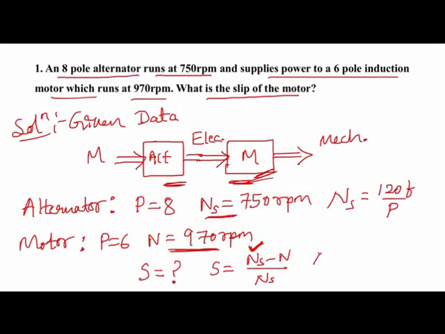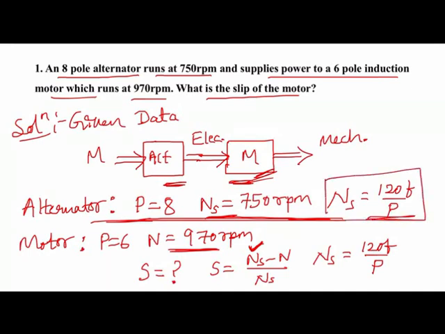So the formula to calculate the Ns for motor is again the same, 120 F by P. So number of poles are known, frequency is not known. The frequency of the electrical supply which is given to the induction motor is not known. So we need to find out the frequency of the induction motor supply. Only to calculate the frequency of the supply, the alternator data is given. So Ns is known, P is known. By using this formula, we need to calculate the frequency. The same frequency, the output of the alternator, is given as input to the induction motor.